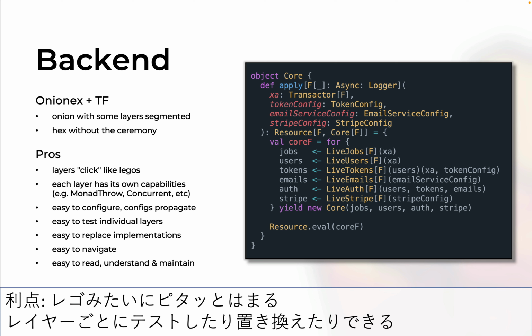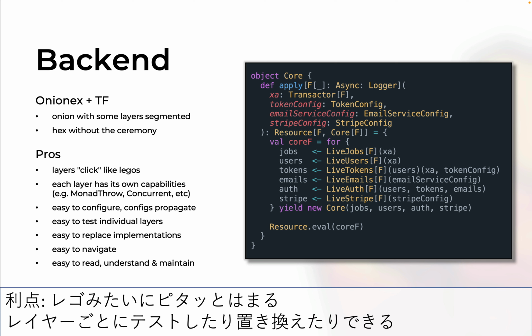So we instantiate the jobs module, the users module, the tokens module, the emails module, the authentication module, and the payments module via Stripe, and then we instantiate the core module by just sticking all of these together. What's nice about this organization is that every single layer or every slice of the pizza has its own capabilities expressed in terms of the strictness of the type class instance that we need to pass in there. For example, MonadThrow or Concurrent or Async, depending on the requirements of every slice of pizza individually.